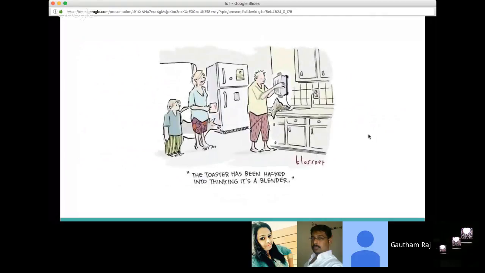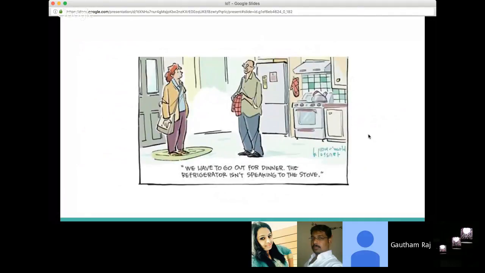The next one: toaster has been hacked into thinking it's a blender. If your toaster is hacked, remember you won't get food. If you have to go out for dinner, the refrigerator isn't speaking to the stove.